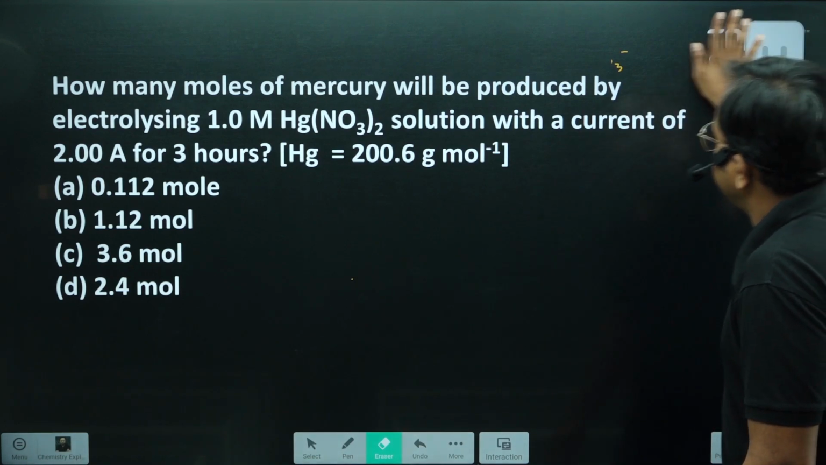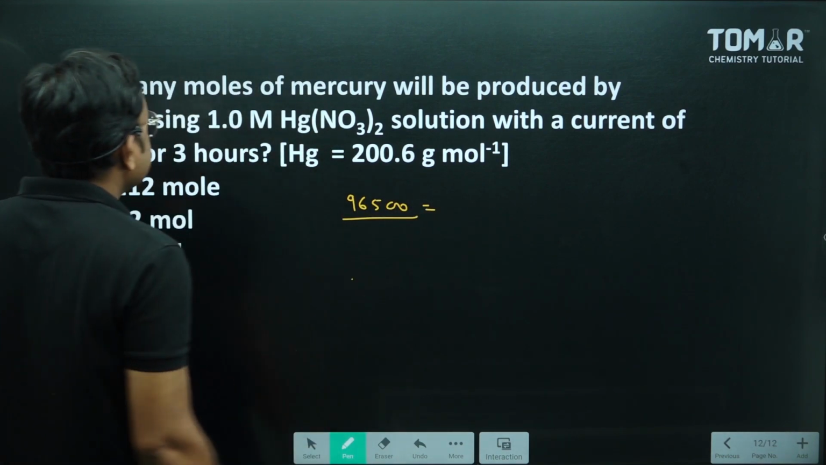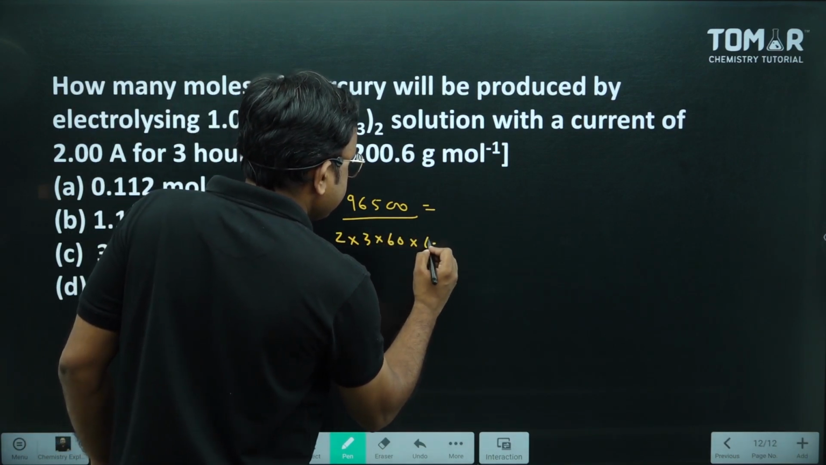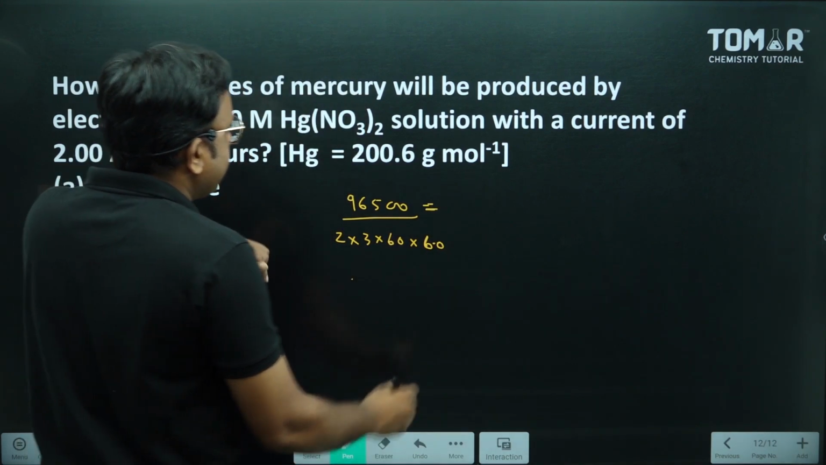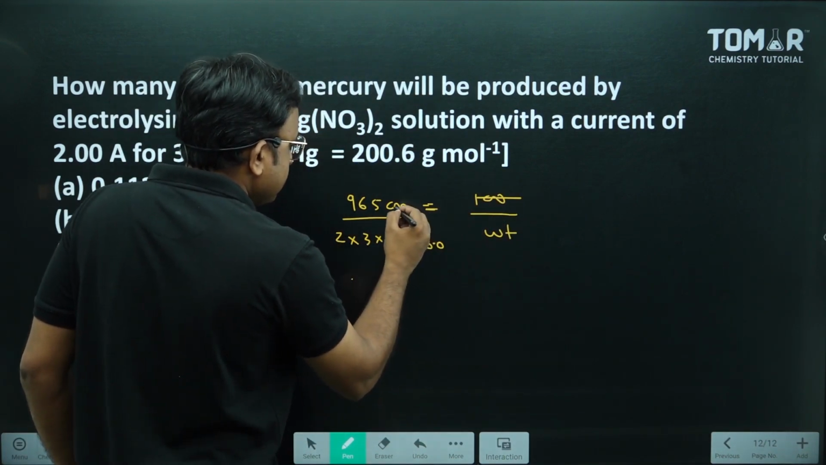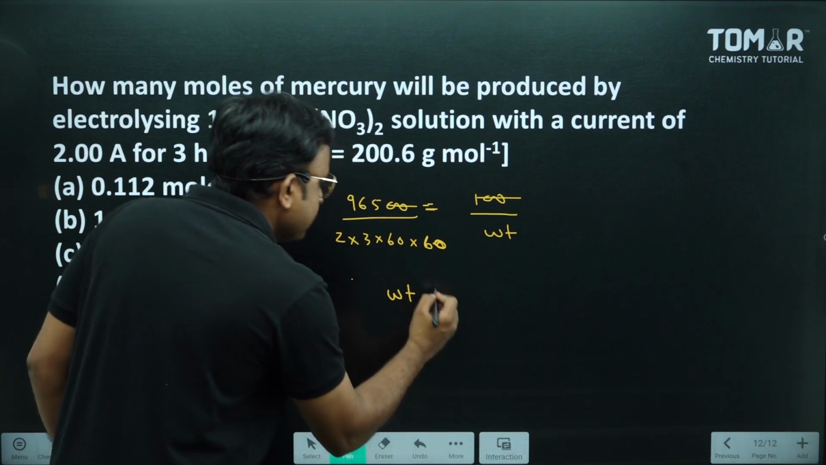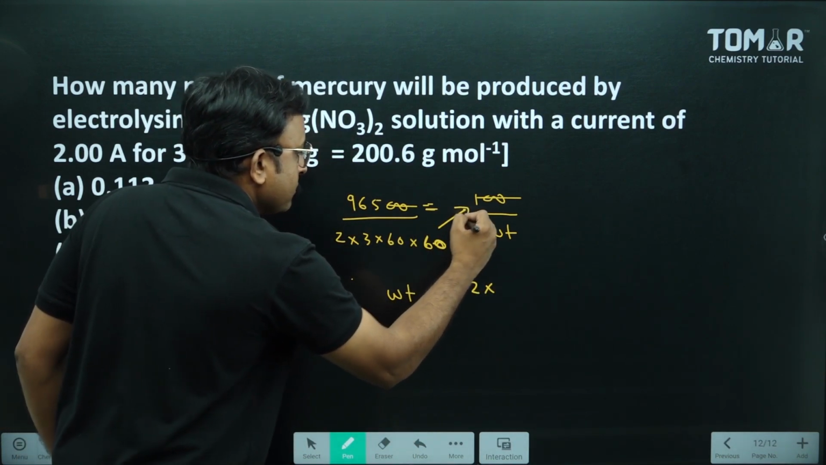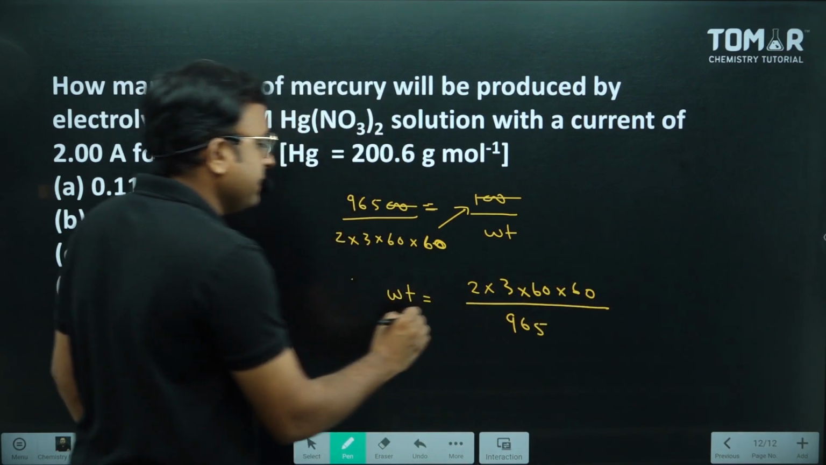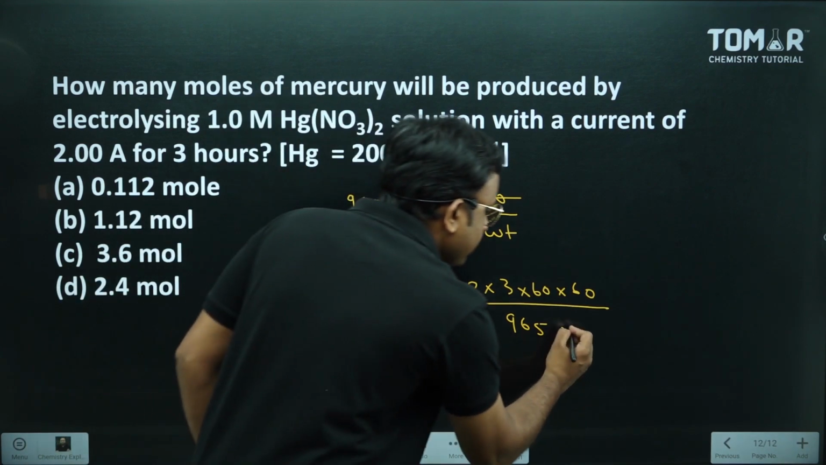Let's do it one more time. 1 farad is 96500. Current is 2 ampere for 3 hours, 3 into 60 into 60. Equivalent weight of mercury is 200 by 2. We have to find the weight deposited. Now, weight deposited is 2 multiplied by this whole term, 2 into 3 into 60 into 60, and 965, this is weight deposited. Now we have to find the mole. Mole is weight divided by atomic weight. Atomic weight is 200.